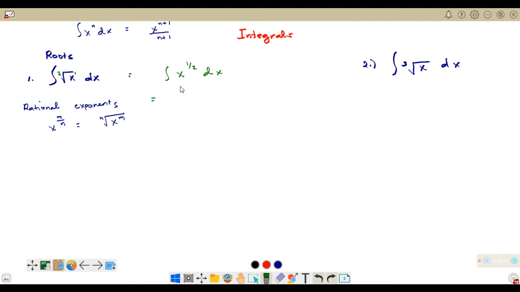Tanggalin ko na pala tong square. So, we have x raised to 1/2, add tayo ng 1. Dun sa baba, 1/2 ulit, add tayo ng 1. So, what is 1/2 plus 1?